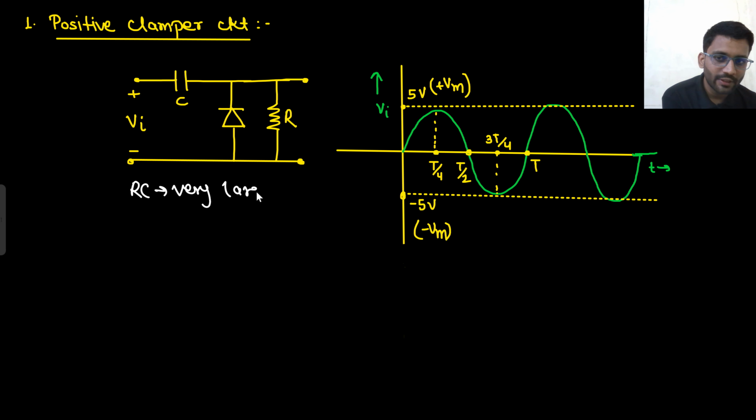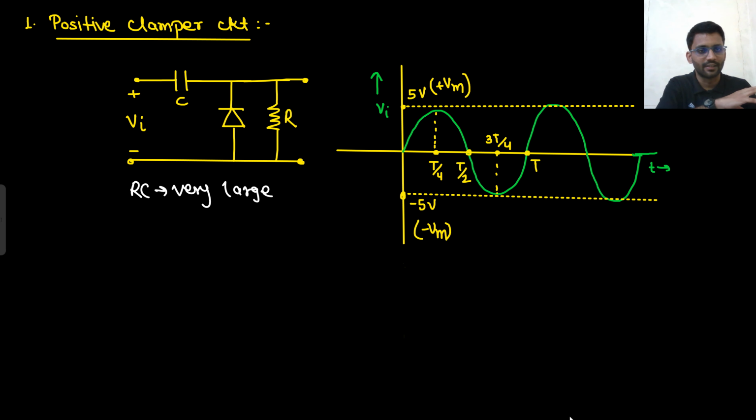In the exam, sometimes they don't even give the value of R. What do I mean? They just ignore this R and keep it open circuited. If they keep it open circuited, that means R is infinity, so the RC value is already very large, right? And if they give the value of R, most probably they will give it to be very high.